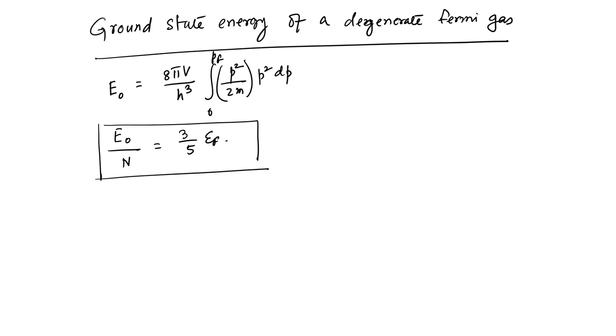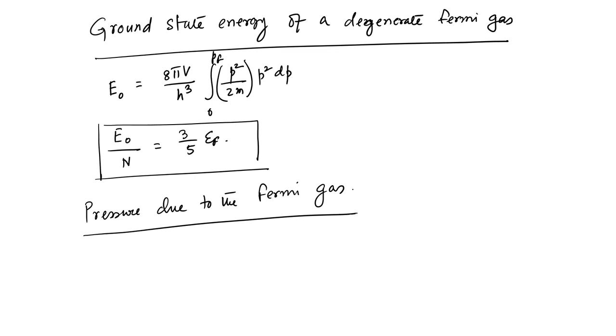If you convert that into a temperature scale, the T_F gives the temperature scale, which, as I said, is of the order of 10 to the power 5 Kelvin. Okay. So if you want to calculate the pressure due to the Fermi gas, call it P0, at T equal to 0, or at very low temperature, because I said any accessible experimental temperature is like zero temperature. So we write T equal to zero nevertheless.